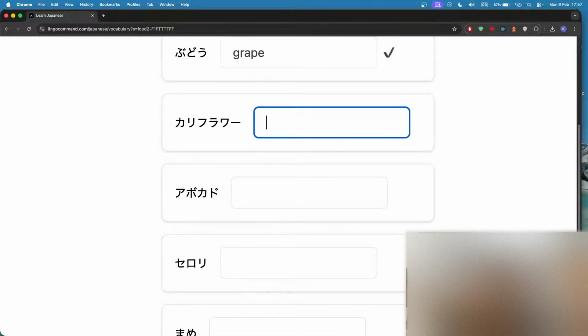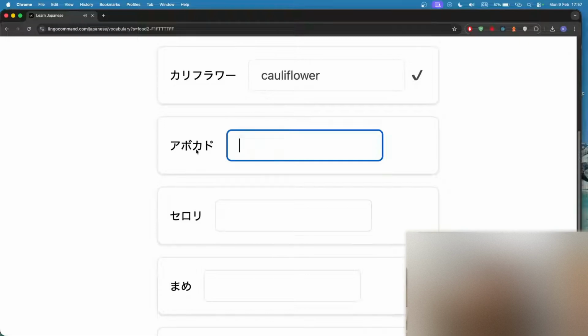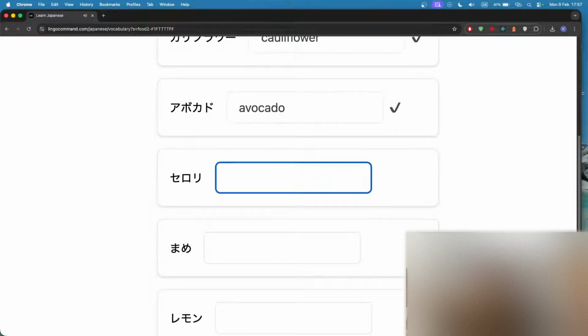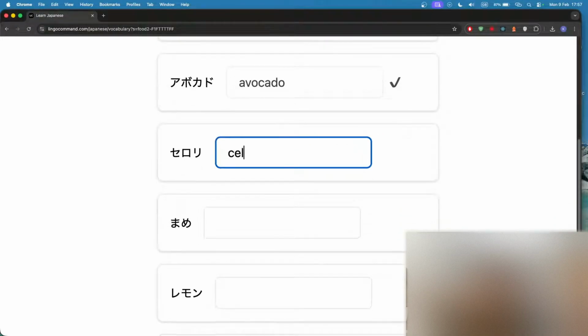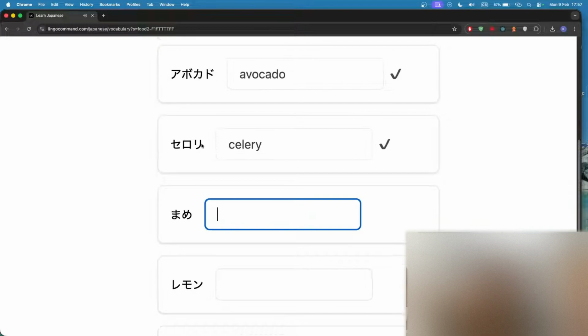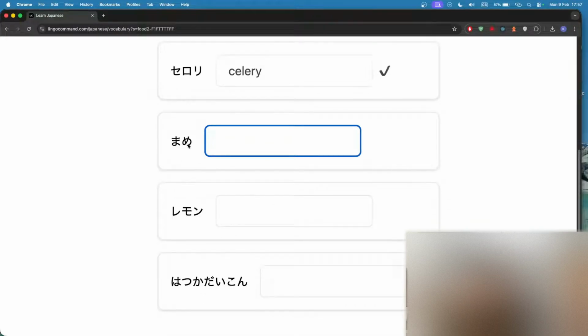So cauliflower, that's kind of self-explanatory. Cauliflower. And this is avocado, so that's avocado. Avocado. Serori is celery. And so when you see this katakana, usually the loan word comes from English, so that makes it fairly straightforward. But for example, this is hiragana, mame.